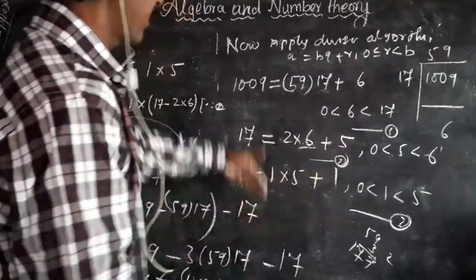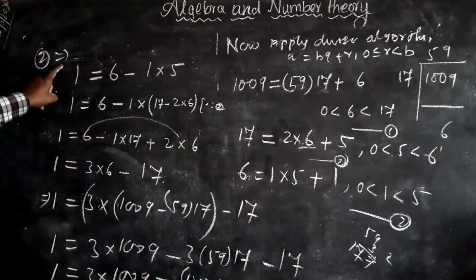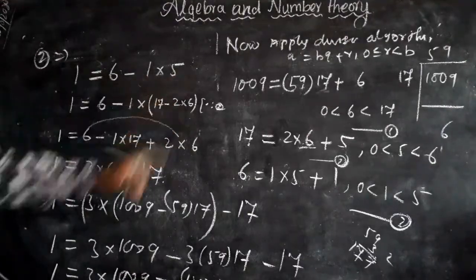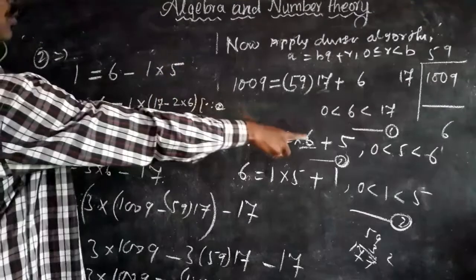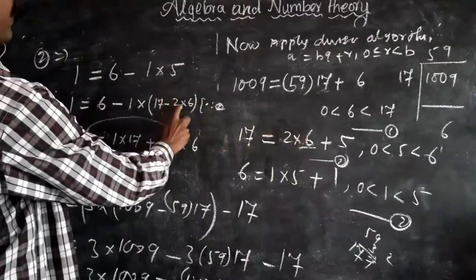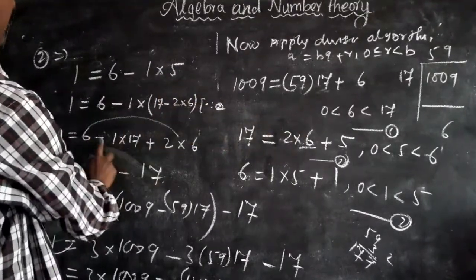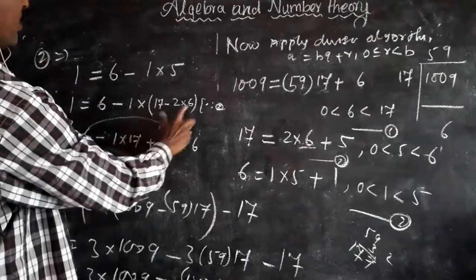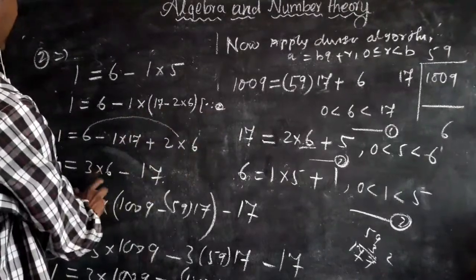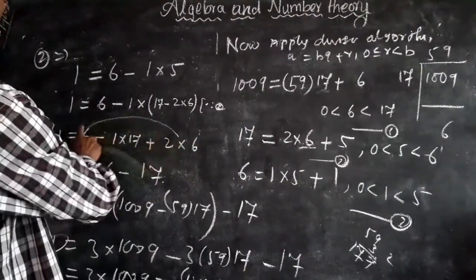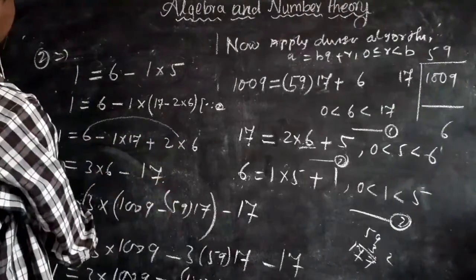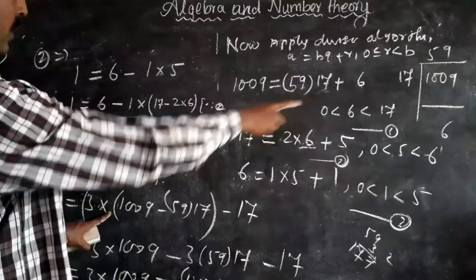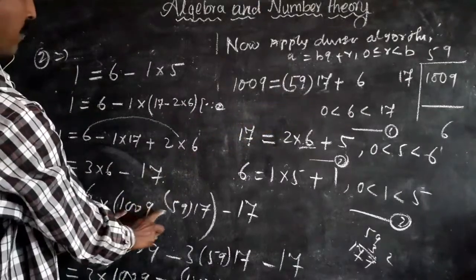Now we go in reverse. So 1 is equal to 6 minus 1 into 5. Using 17 minus 2 into 6, we get 6 minus 1 into 17 plus 2 into 6. So 1 is equal to 3 into 6 minus 17. Using this, 6 can be written as 1009 minus 59 into 17.